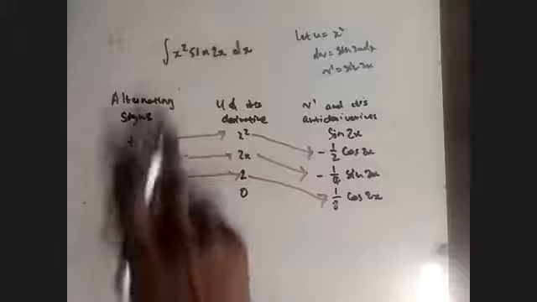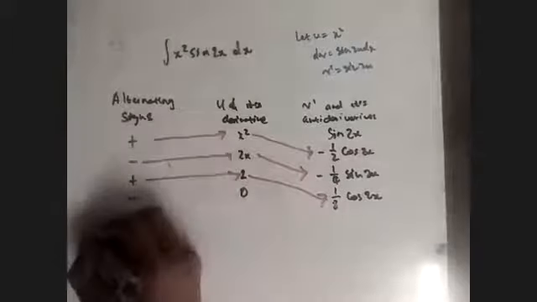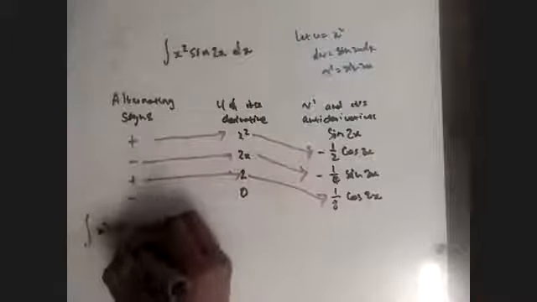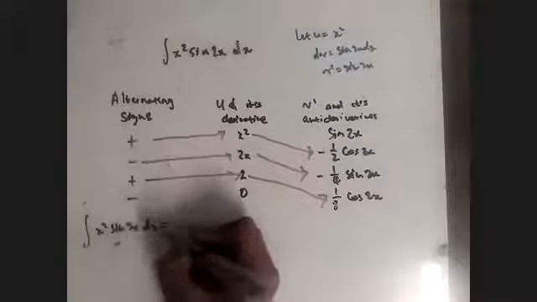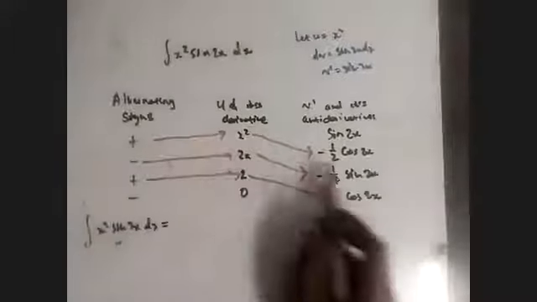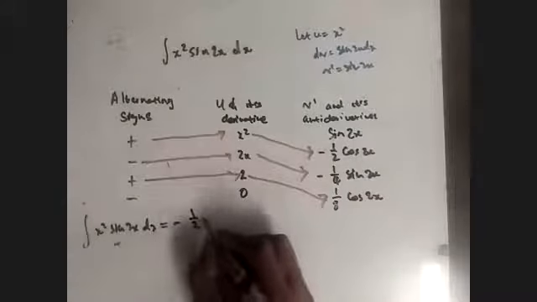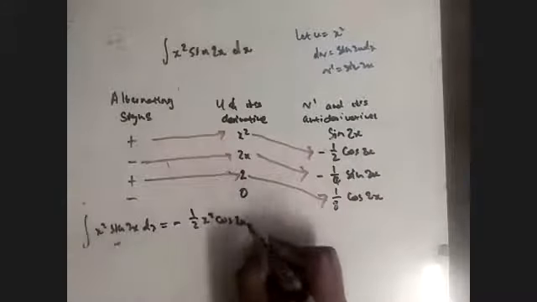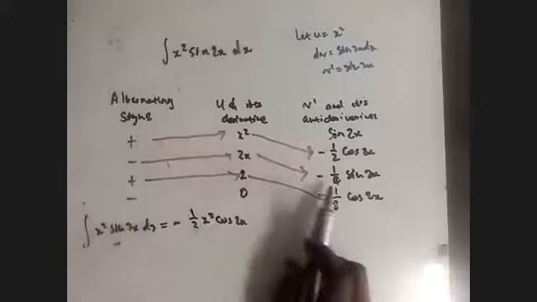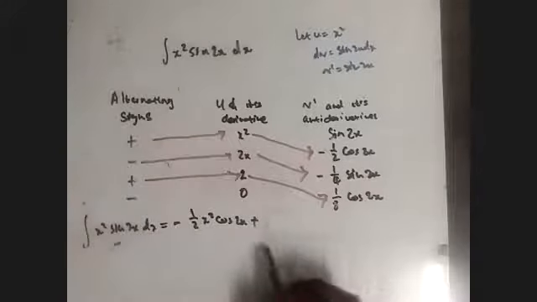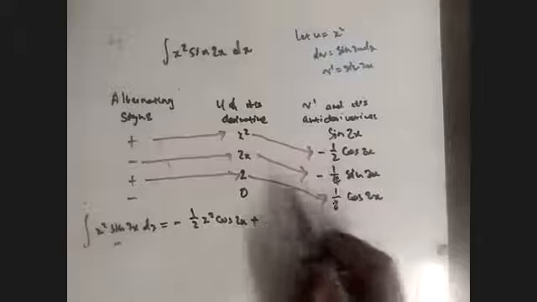Okay, so we have that. So it means that we've got the integral of x squared sine 2x dx. This will be equal to this times this. So this is a positive and negative, which becomes 1/2 x squared cos 2x. Then we have negative times negative times negative, which becomes a positive. So 2/4 is just 1/2.